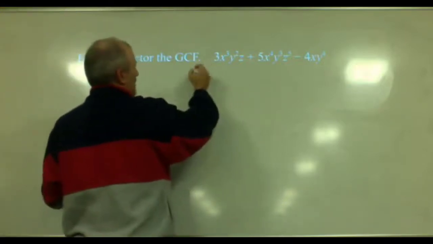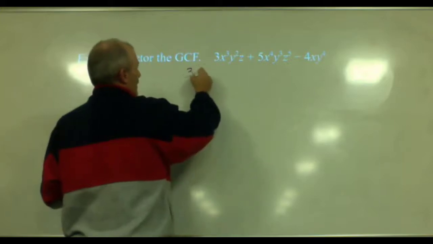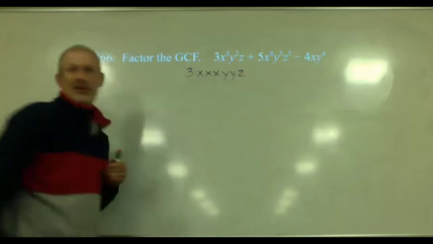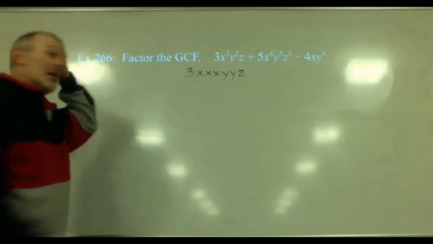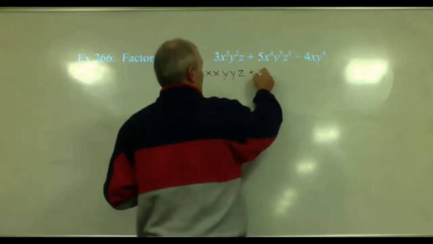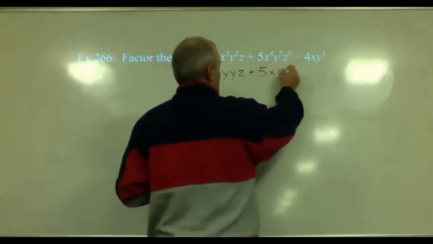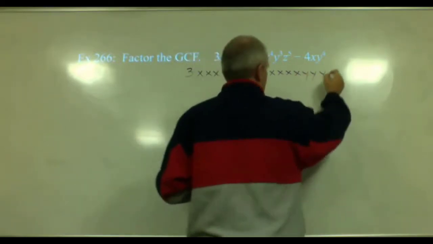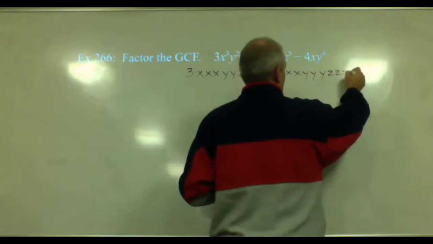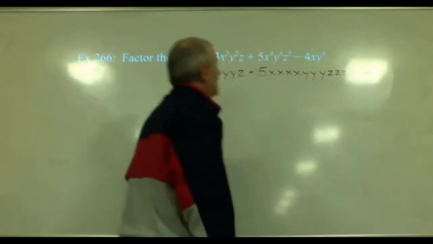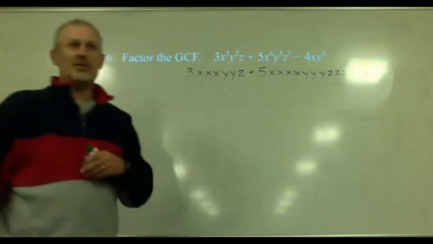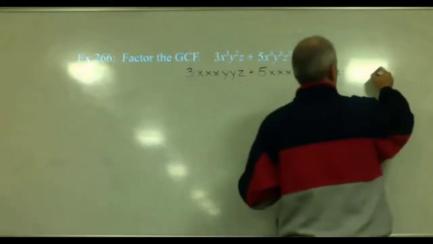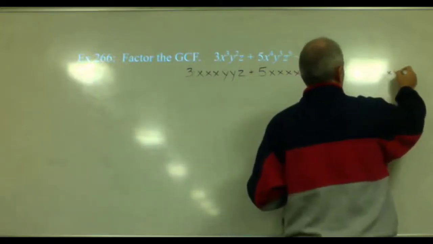Now, these numbers aren't too big. This is just a 3. But we have 3 x's, right? And 2 y's and 1 z. Is everybody okay with that on the first one? All right. Plus, we've got a 5, which we can't break up. And we've got 4 x's, 3 y's, and 5 z's. And then minus, and then 4 we can break up into 2 times 2, and then x, and then 4 y's.